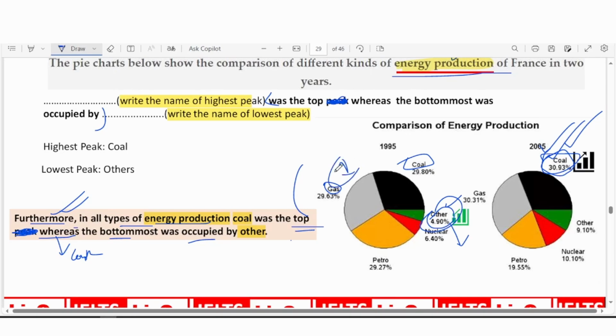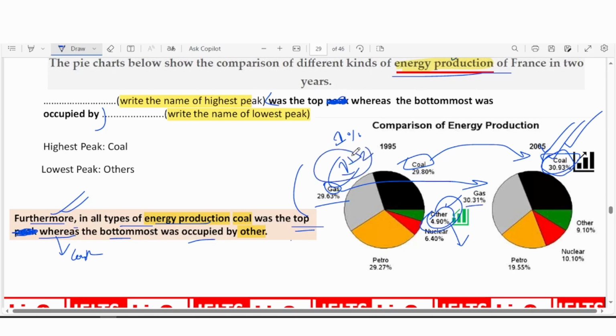One sentence, done. Okay, then you want to do the comparison, maybe again here, coal with this coal, and this gas with this gas, right? Coal and gas didn't really change a lot. This changed nearly the same, almost 1%, just nearly 1%. 29.80 to 30.93, nearly 1. 29.63 to 30.3, nearly 1.